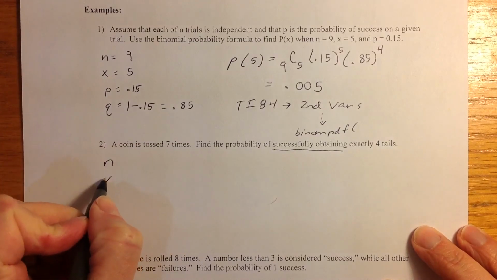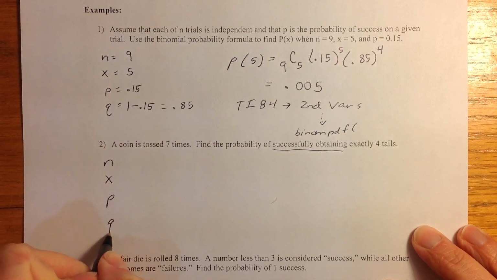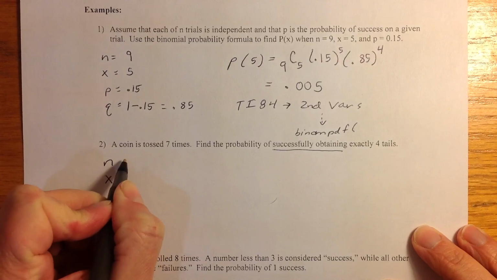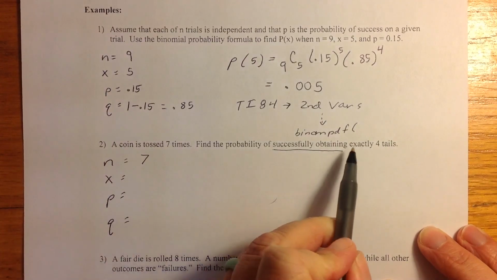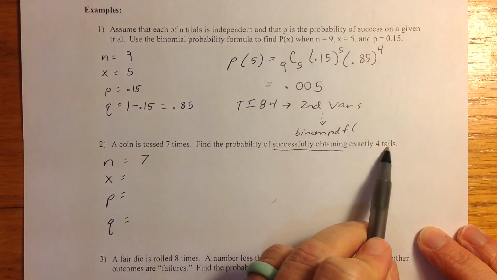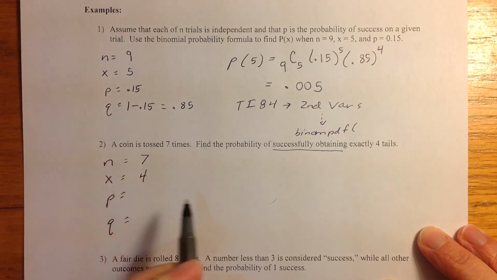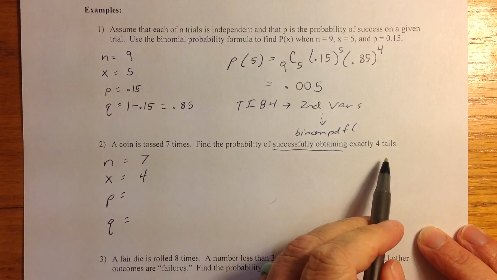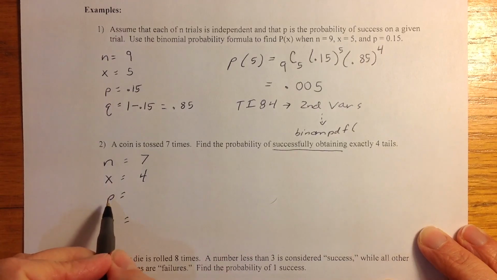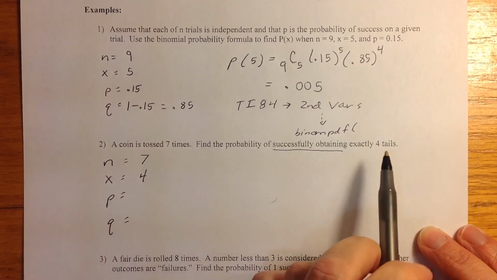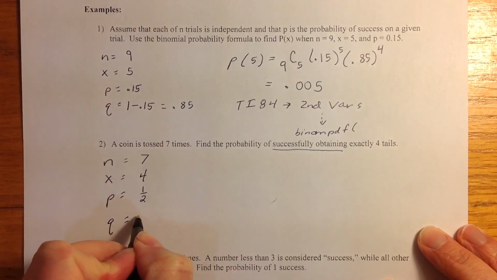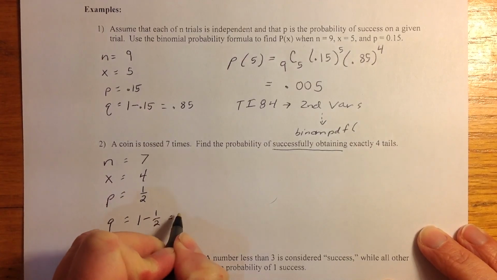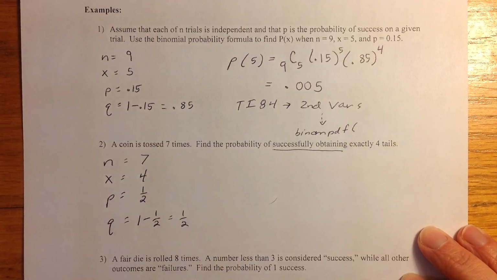So again, I'm going to write on my paper N, X, P, and Q. N is how many times I'm tossing the coin, 7. X is how many times I want to see something exactly, 4. Well, what do I want to see exactly? I want to see a tail. P is the probability of seeing tails if you only got to flip the coin once. Well, that's 1/2. And Q is 1 minus 1/2 and also 1/2.